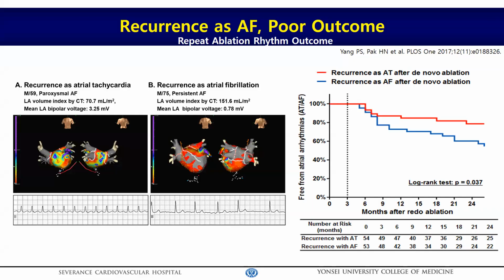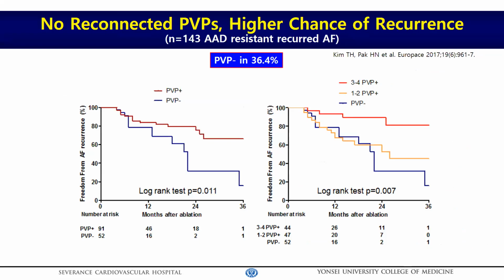Most EP physicians believe that the mechanism of post-AF ablation atrial tachycardia is related to ablation gaps. That is partially true, but we need to consider other factors. Yang Pil-sung compared the redo cases of patients who recurred as atrial tachycardia and those who recurred as atrial fibrillation after excluding antiarrhythmic drug effects. In this study, patients with less remodeled LA commonly recur as atrial tachycardia, but patients with a remodeled atrium commonly recur as atrial fibrillation. Therefore, the redo ablation outcome was significantly worse in patients who recurred as AF after de novo procedures.